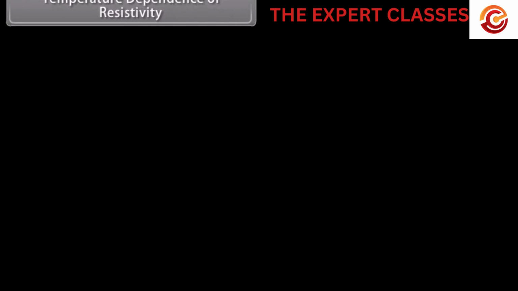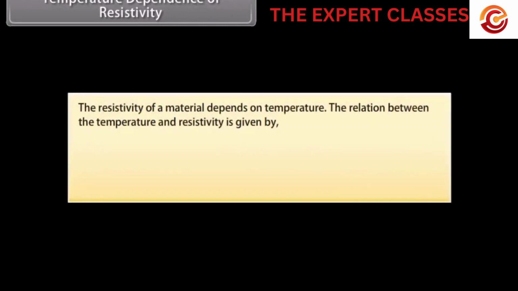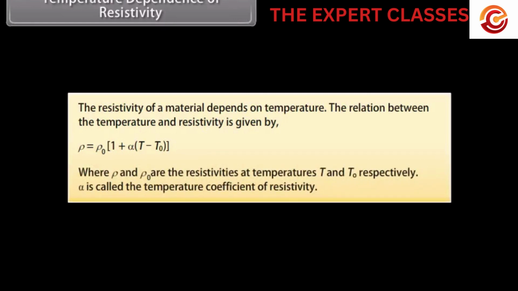Temperature dependence of resistivity. The resistivity of a material depends on temperature. The relation between the temperature and resistivity is given by rho = rho naught multiplied by (1 + alpha (T - T naught)), where rho and rho naught are the resistivity at temperatures T and T naught respectively. Alpha is called the temperature coefficient of resistivity.